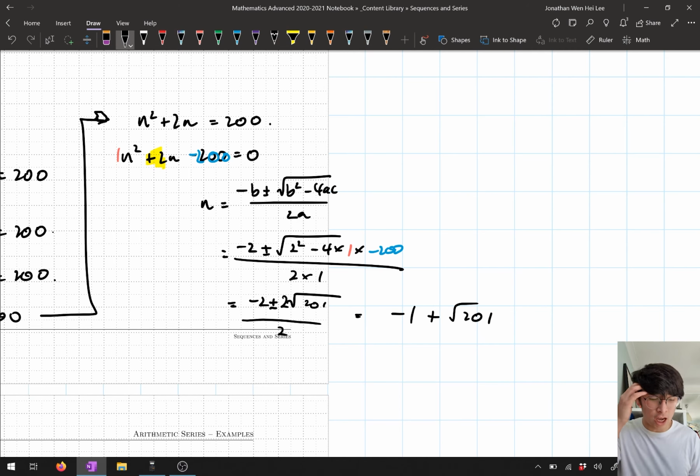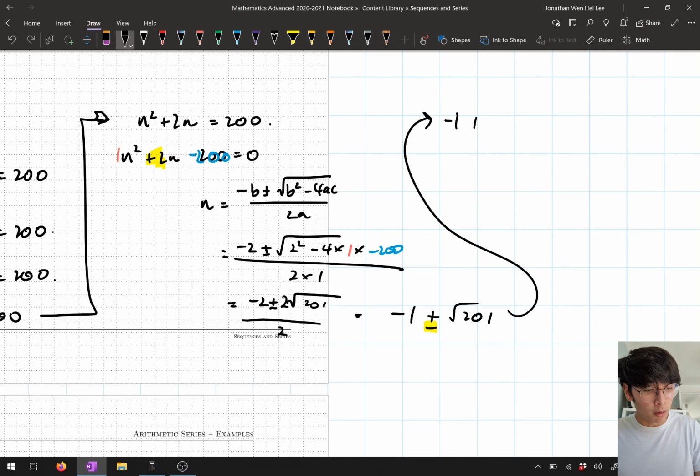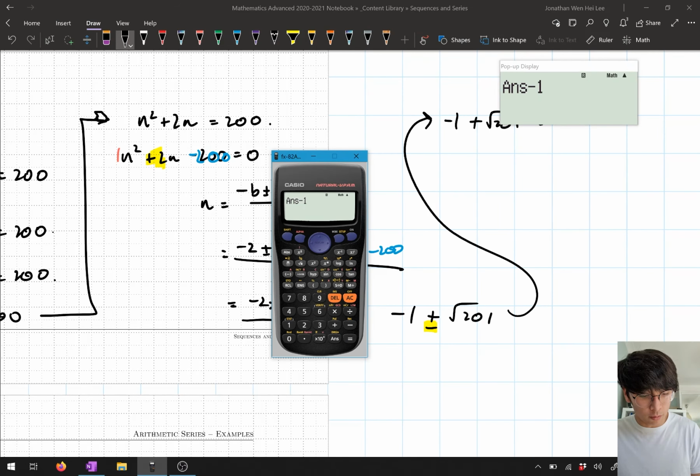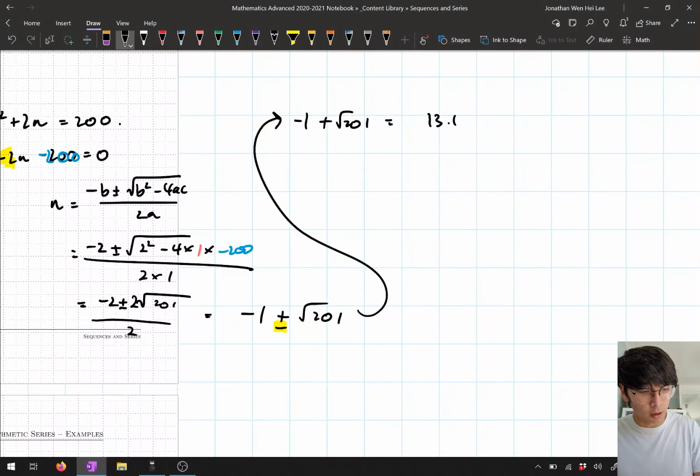Now, one of these values we can actually immediately get rid of. If I do a minus, this number just becomes a very big negative number. And as we said earlier, we can't have negative values of n. And so the answer that we're going to look at is negative 1 plus square root 201, which would give me negative 1 plus square root 201 is 13.17.